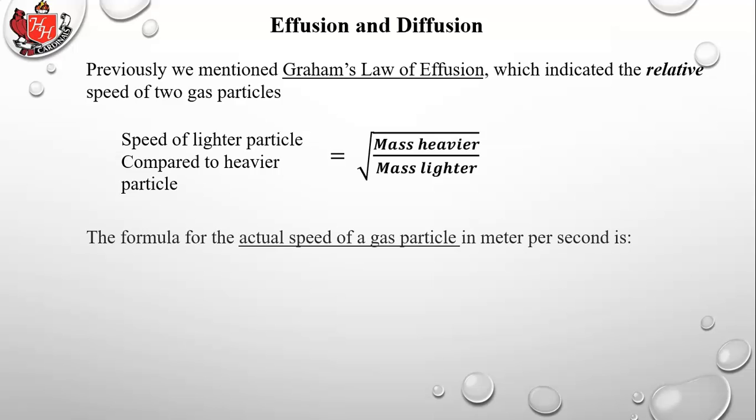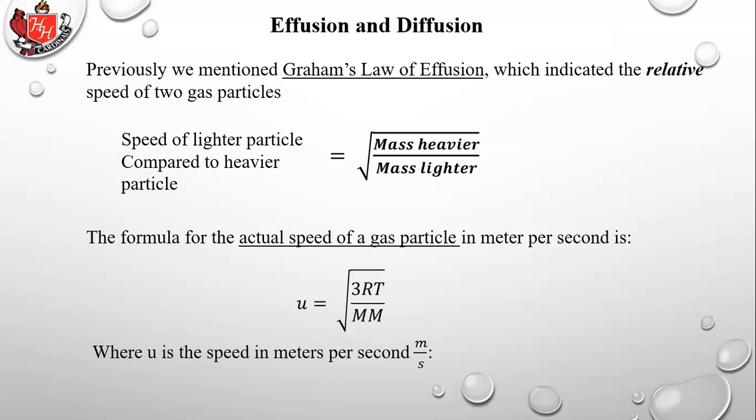So now we're going to have a formula here. The formula for the actual speed of gas particles in meters per second is this. It's u, which represents speed, equals the square root of 3RT over the molar mass. So u is the speed in meters per second.